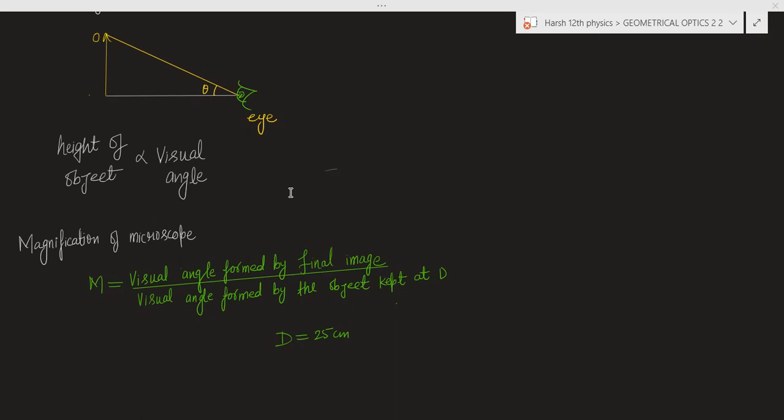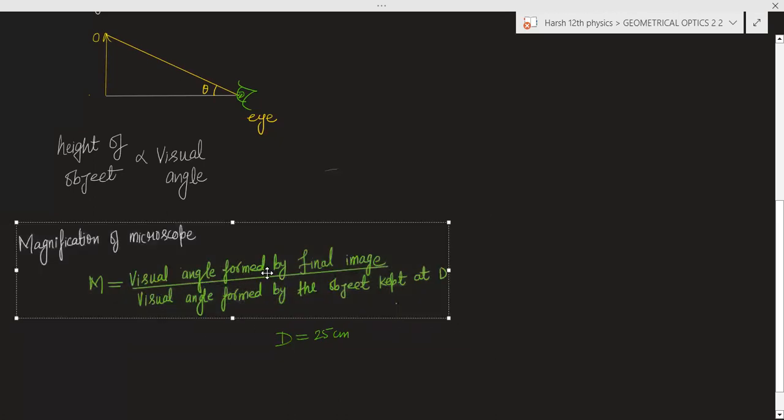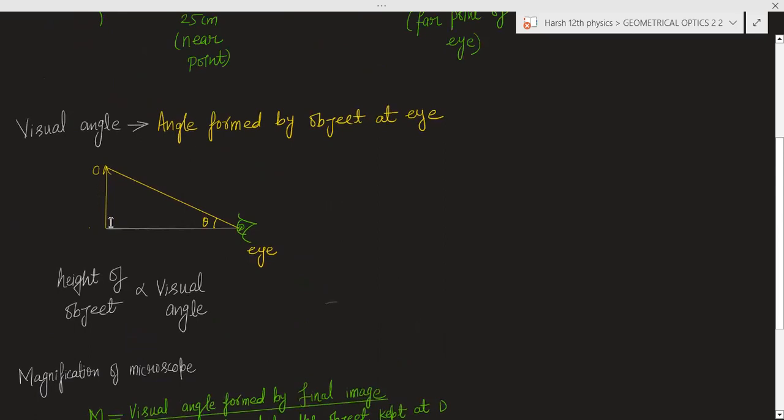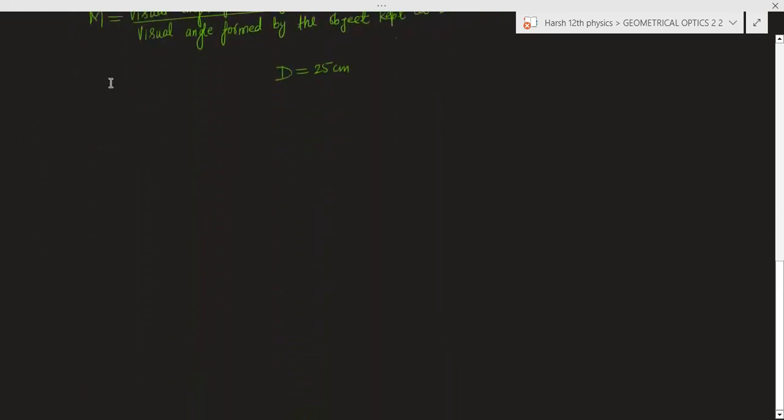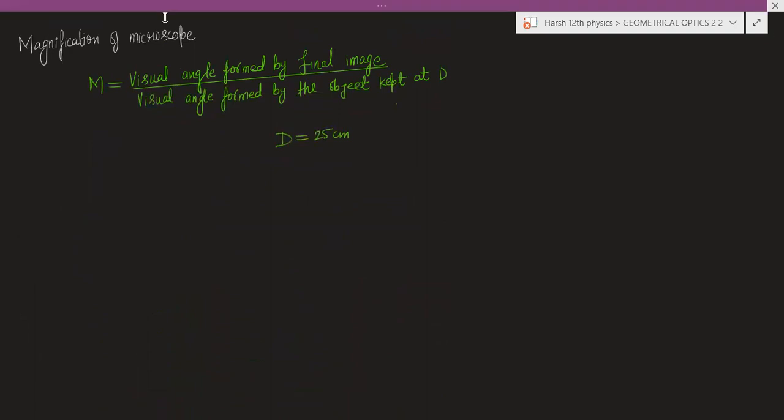Done, sir. Okay, so now remember this. What is the magnification of the microscope? Visual angle formed by the final image divided by visual angle formed by the object kept at D. Now, what is visual angle? The angle subtended by the object or the image at the eye is known as the visual angle. Now I am explaining this: visual angle formed by the object kept at D.